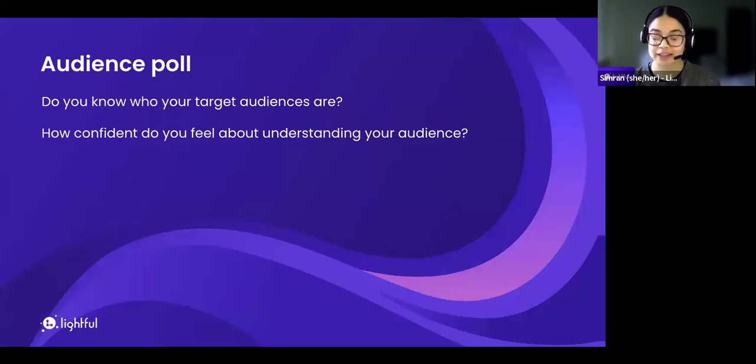But I first want to take a quick pulse check. I'm just going to launch a poll, which is already up and running. If you could take some time to answer the following questions, and that is, do you feel confident in identifying your target audiences? Who are they, and how well do you think you understand them? Just take a moment to answer those questions. Don't worry if you're unsure, that's exactly what this session is for.